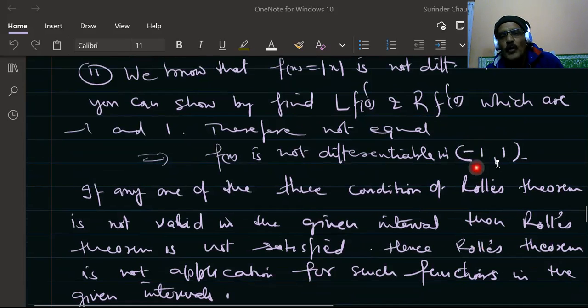If it is differentiable at all points between -1 and 1, there are infinite points. If you find a point at which this is not differentiable, then the condition of differentiability is violated in this interval. If we have a point belonging to this interval at which the function is not differentiable, the condition of differentiability in the open interval is violated. So we are not supposed to check the third condition; this implies Rolle's theorem is not applicable to the function f(x) = |x| in the interval [-1, 1].